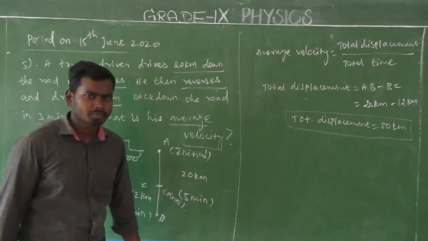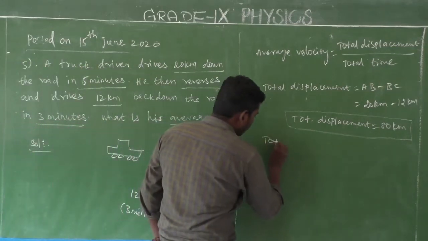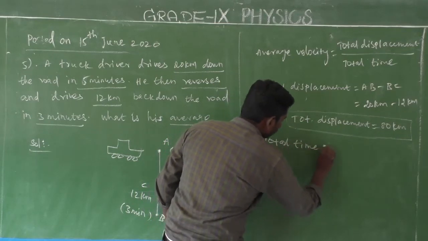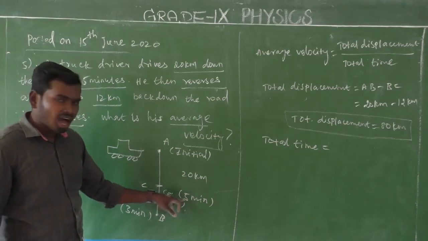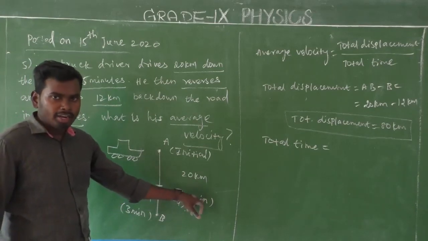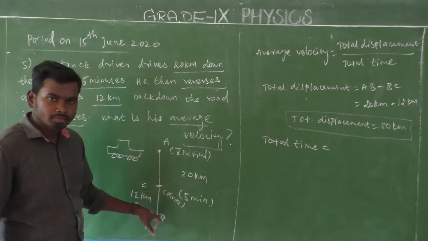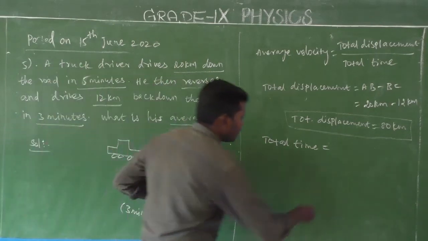Total time, how much, sir? Next, total time. So total time is equal to how much? Look at here. The truck has taken 5 minutes to reach B from point A. Alright. So how much? 5 minutes.